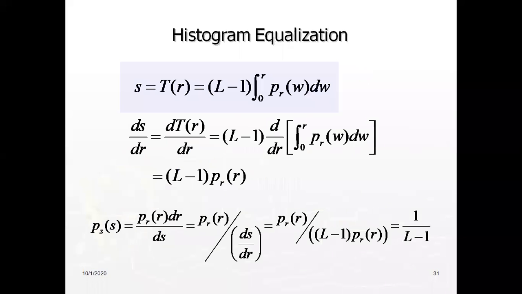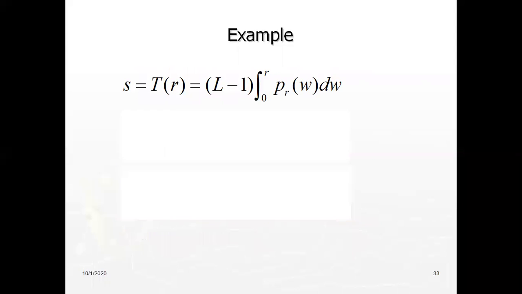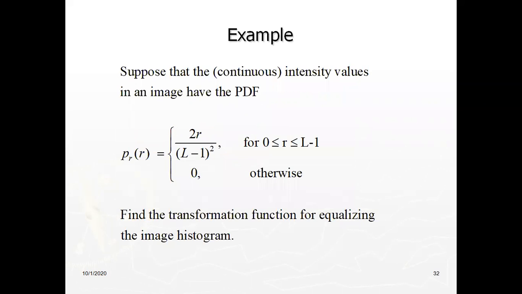So earlier we had taken some value there. Now we can take the value p_r(r) = 2r divided by (L-1) whole squared. So how does s look like? Again, you can apply the same formula, that is (L-1) integral 0 to r p_r(w). So in place of p_r(w), we write 2r by (L-1)^2 for p_r(r). Naturally, in place of r we have w.